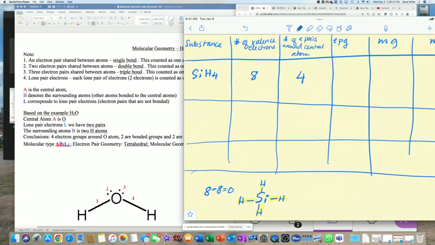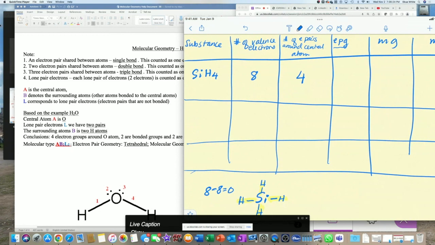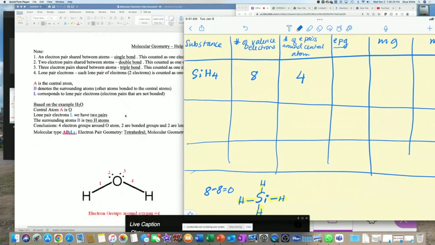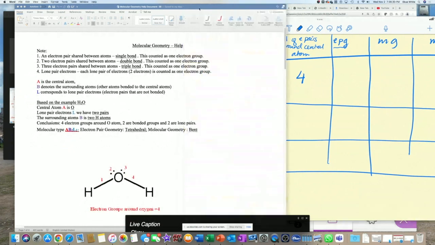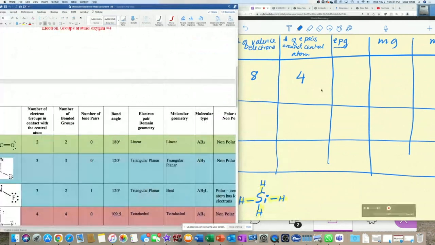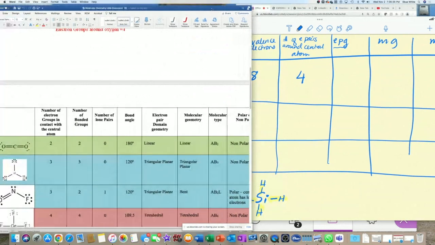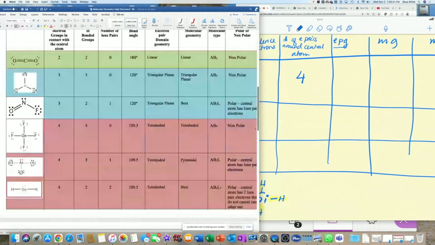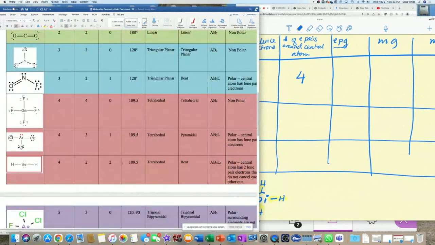In the electron pair geometry, I have this help document right here. So I have to scroll down to find the 4 electron group section. Oh, this is not scrolling. Let me scroll down here to find the 4 electron group section. You see there it is, peach color. There are 3 rows that go with the 4 electron groups, and we have 3 examples here.